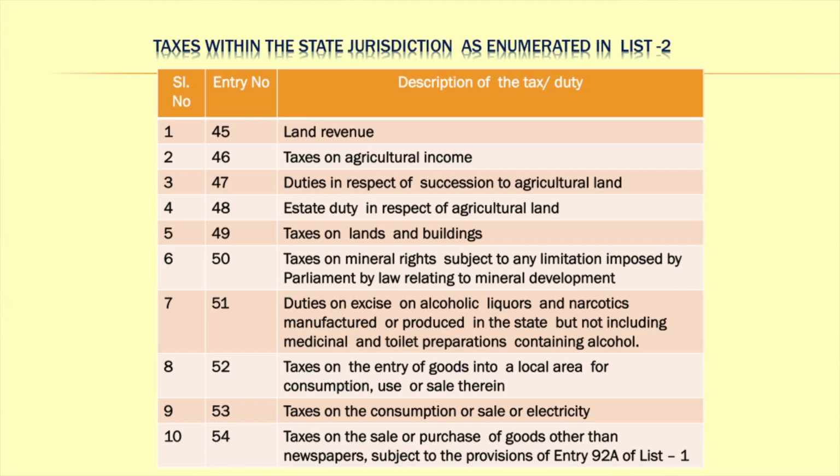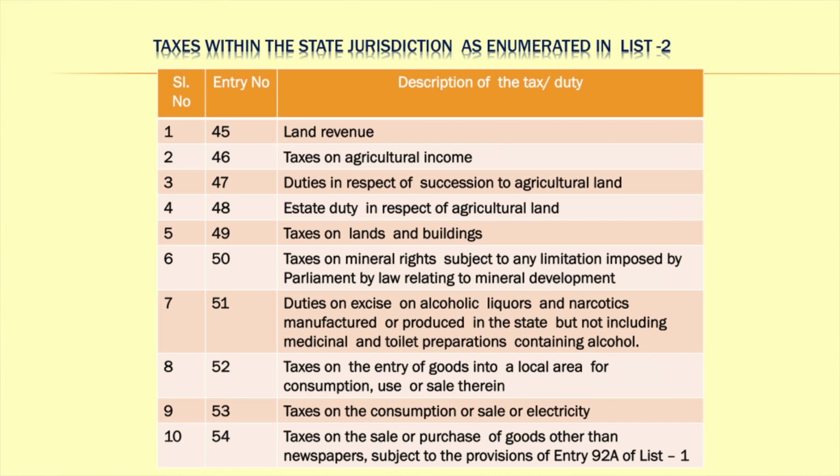Suppose, for example, in states like Tamil Nadu, you have 48% of the population living in urban areas, where buildings occupy a major part of the land. So that is where you find taxes under this entry 49 coming into the picture. Then entry 50, taxes on mineral rights.